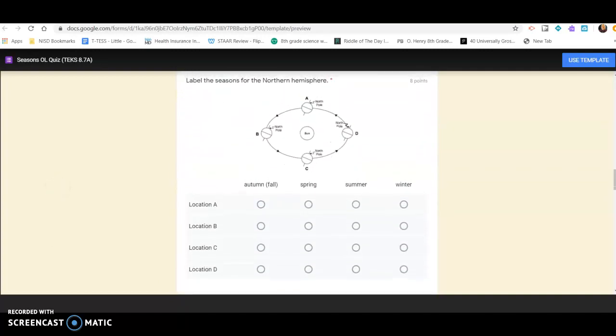Next question. Label the seasons for the northern hemisphere. And again, you're going to use this model, this graphic right here, to answer the questions. You can see that you've got a number of answer choices. So you want to go ahead and click the radio button for whatever season you think that location is currently in, for location A, B, C, and D.